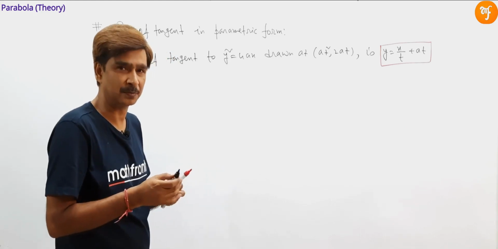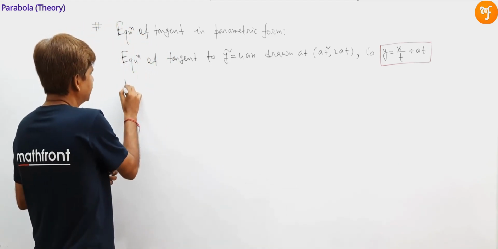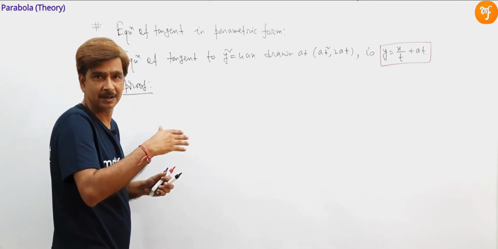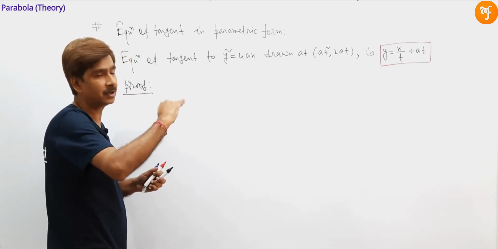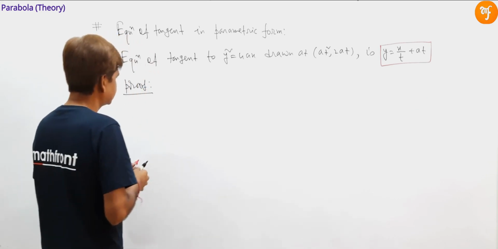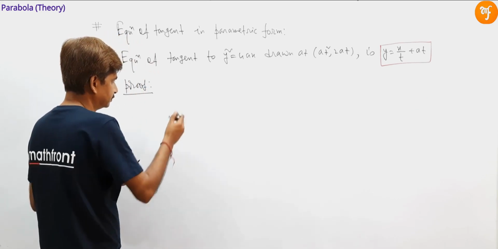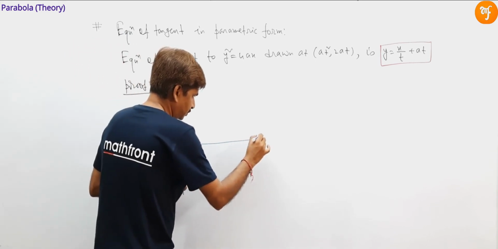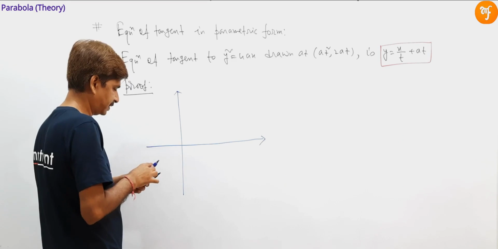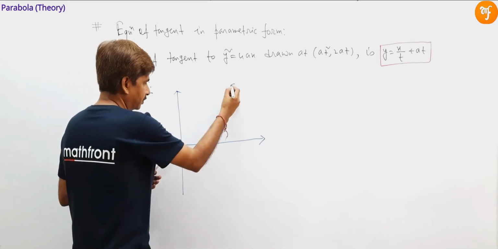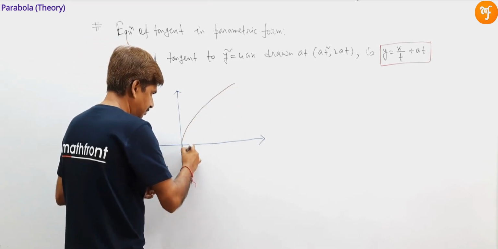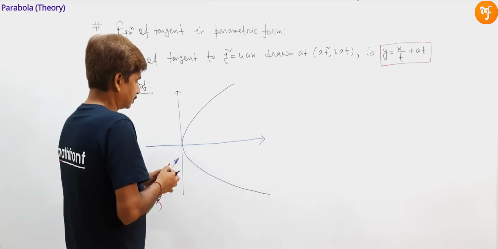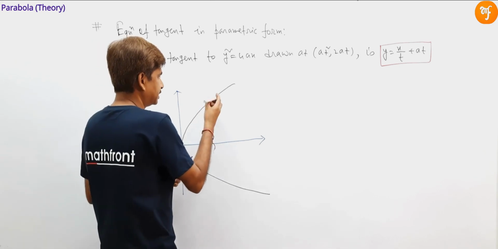So look how to prove this. Going to prove this, first of all we will draw a parabola and we will draw the tangent. So look, this is the coordinate system, and the parabola y square is equal to 4ax is like this. Okay, so this is the tangent.